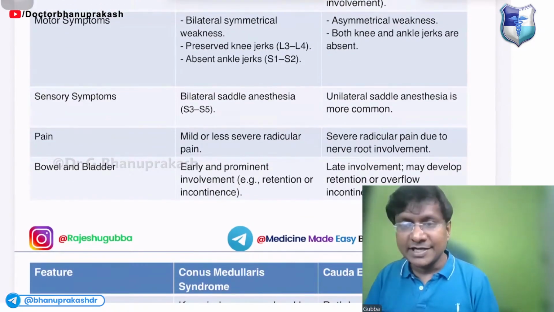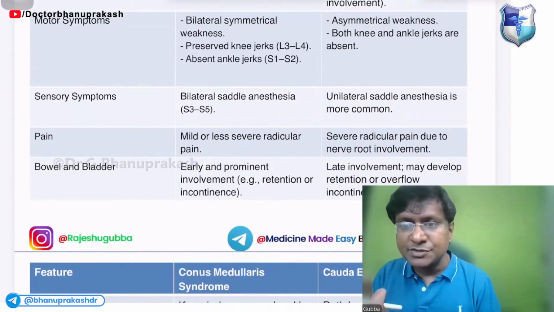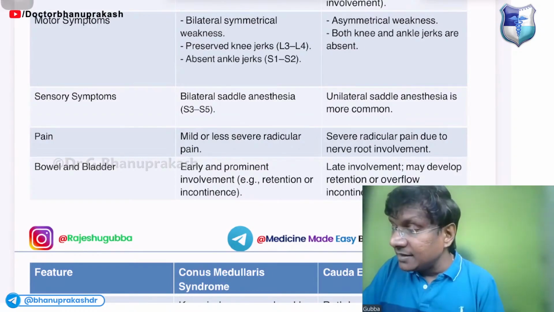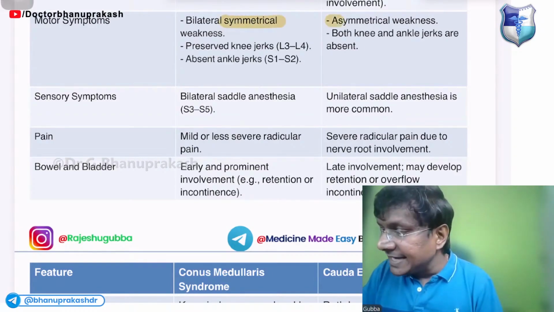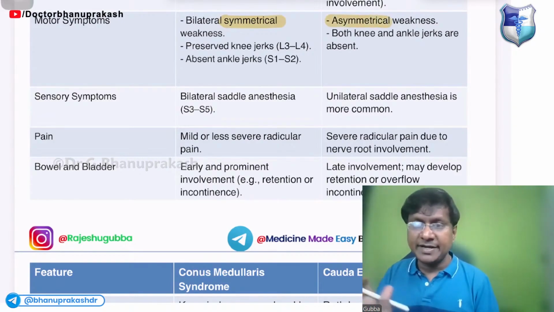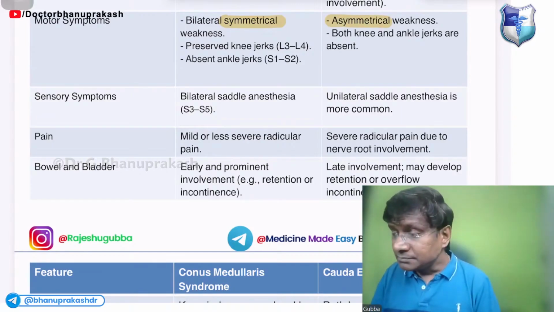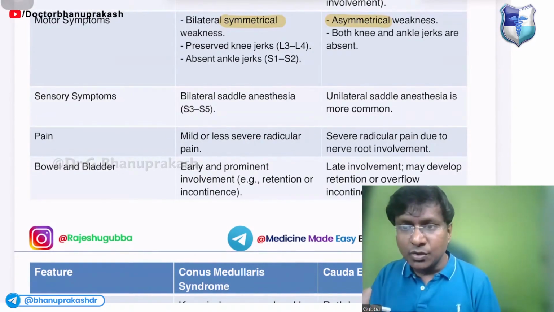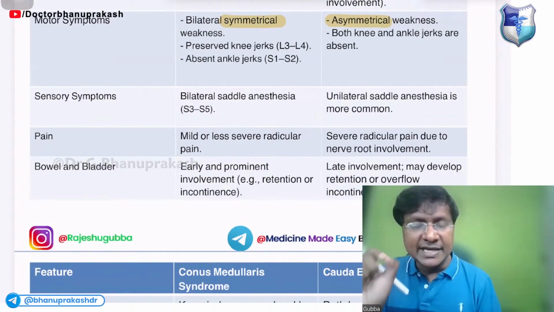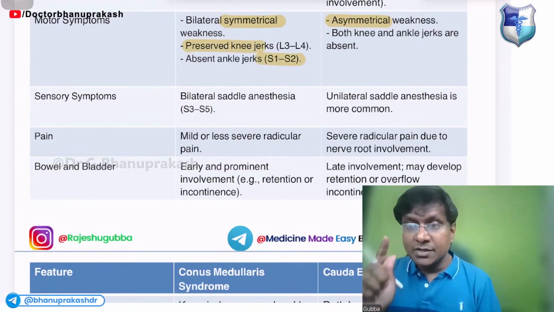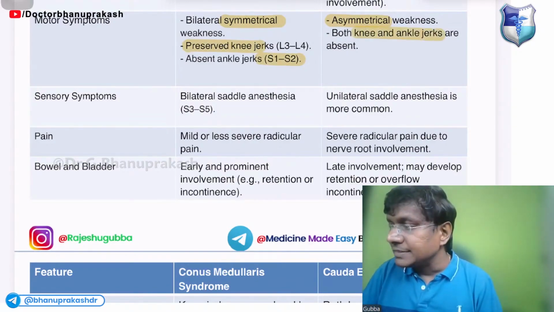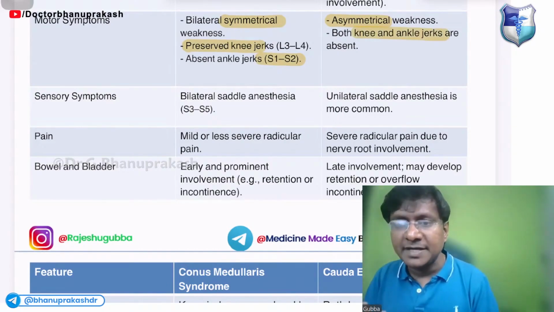If you take the motor symptoms, in the conus medullaris it is bilateral symmetrical weakness, whereas in the cauda equina it is asymmetrical weakness. That will be the motor involvement. And in the conus medullaris, only the sacral part of the spinal cord gets affected, so ankle jerk is lost, but knee jerk is preserved. Whereas in the cauda equina, both knee jerk and ankle jerk are absent.